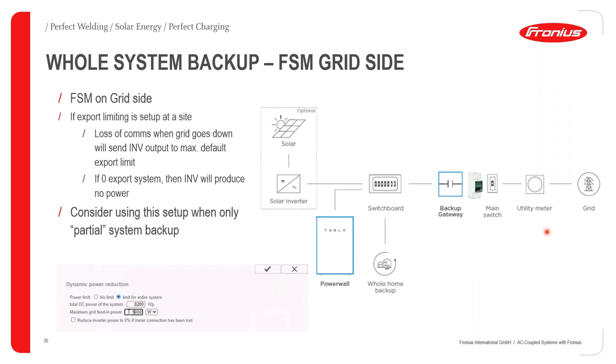Okay. However, all of a sudden, if the grid now fails, the smart meter will also go away, okay? And what happens is you need to select this box, and when you select this box, it says reduce inverter power to 0% if meter connection has been lost. So if your smart meter is on the grid side and you're doing full system backup, if the grid goes down, the smart meter goes down, and unfortunately, your Fronius inverter will also reduce to 0 watts. So just take note of that and be very careful when you are setting up zero export limits.